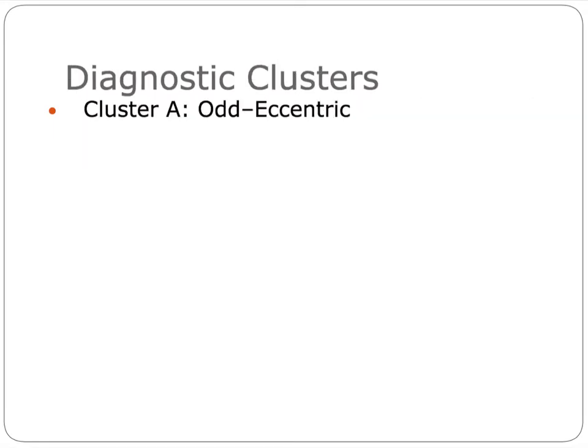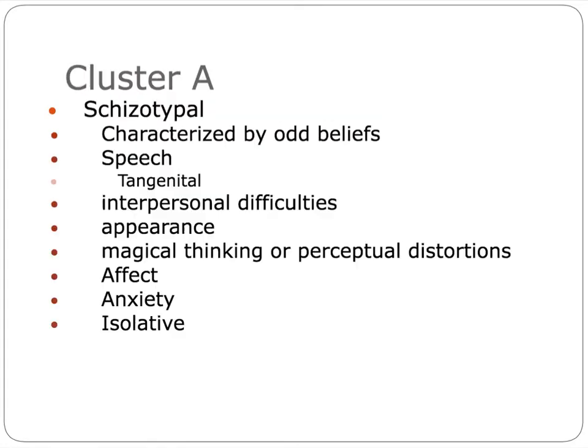Earlier I said that there were going to be three groupings or clusters. Cluster A, B, and C. Cluster A are your odd-eccentric individuals. These are the ones who are paranoid, schizoid, or schizotypal type of patients. The reason they're characterized this way is because of odd beliefs that they have.